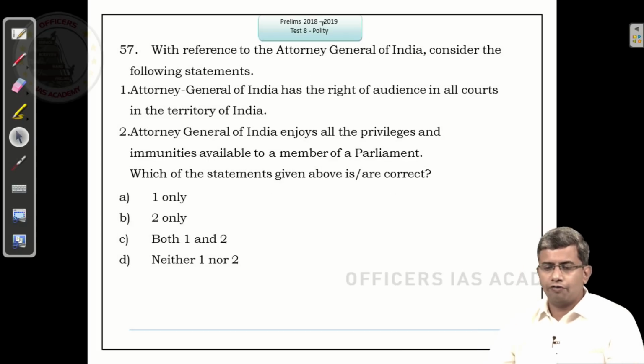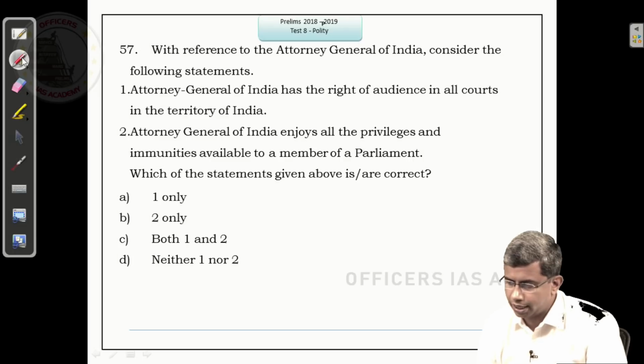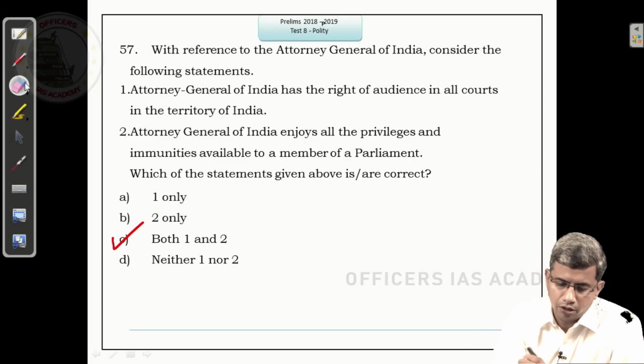With reference to the Attorney General of India, consider the following statements. Attorney General of India has the right of audience in all courts in the territory of India. Yes, Article 76 says Ministers and Attorney General of India will have the power to speak in either of the houses. And Attorney General of India enjoys all the privileges and immunities available to a member of Parliament. Yes, anybody who can speak in the Parliament enjoys all the immunities and privileges which the member of Parliament enjoys for whatever he does inside the house. So, both the statements are correct. So, again the correct answer for this is both 1 and 2.